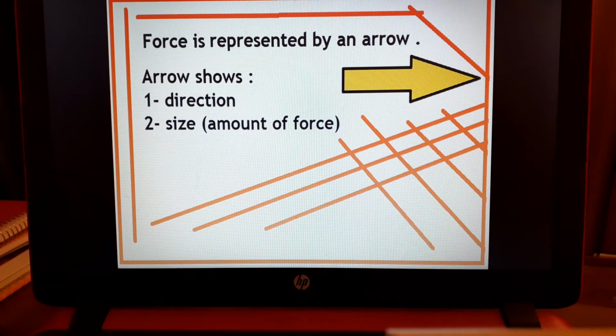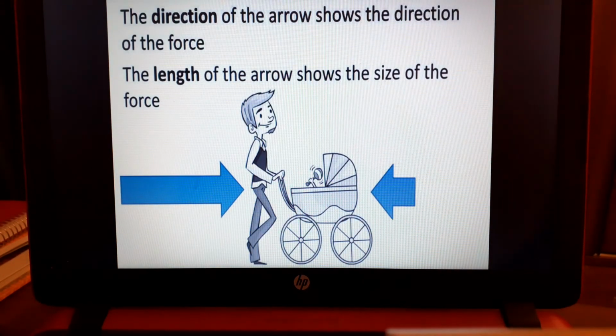Now, how is that shown on a diagram? Well, like this. The arrows show the direction. For example, this arrow shows force working to the left, and this arrow shows force working to the right side, and this arrow shows force working to the left side.